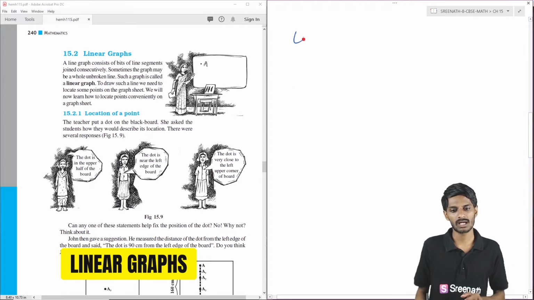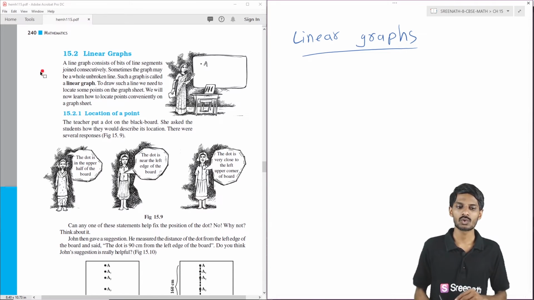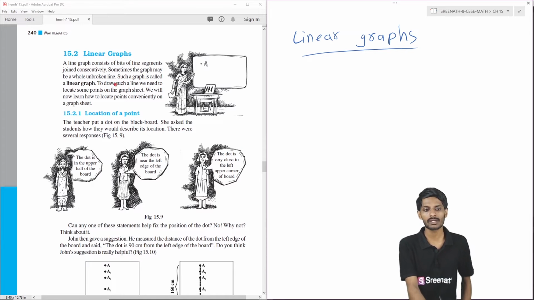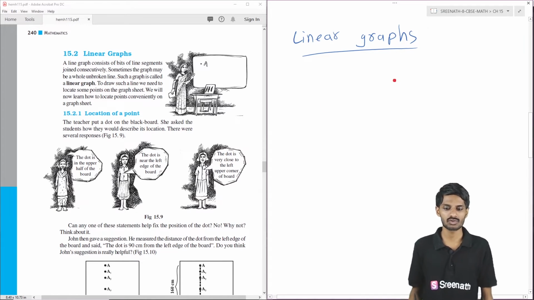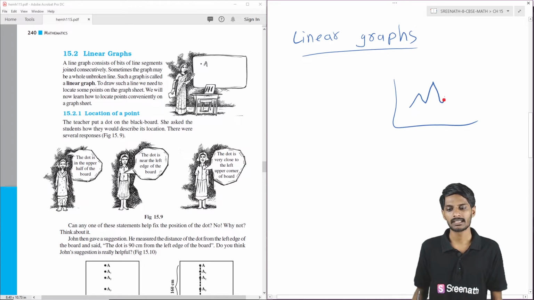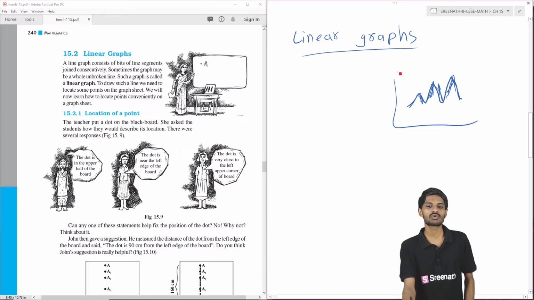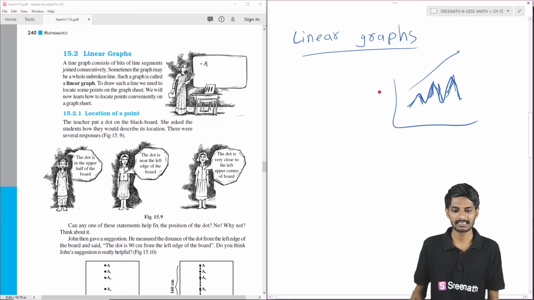Now we are coming to linear graphs. What are linear graphs, students? A line graph consists of bits of line segments joined consecutively. Sometimes the graph may be a whole unbroken line. Such a graph is a linear graph. If you consider the line graph, it is like this: a line segment, another line segment, and so on. So this overall is called a linear graph. This is also a linear graph, students.